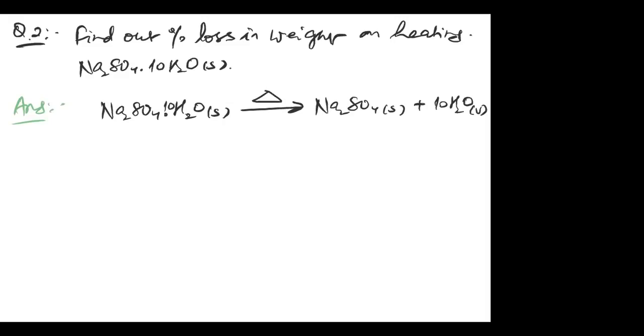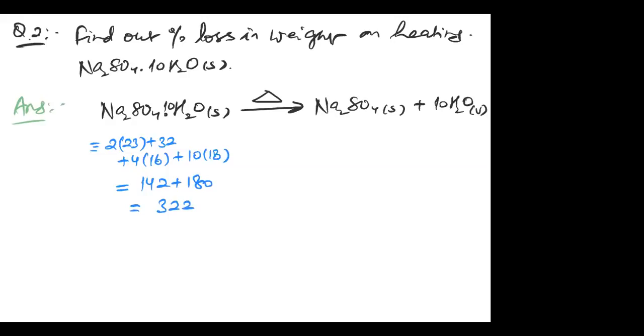So the total mass of Na2SO4.10H2O should be equal to twice the atomic mass of sodium, plus 32, plus 4 times 16, plus 10 times 18. It comes out to be 46 plus 32 plus 64, which is 142, plus 180. So its total mass comes out to be 322.